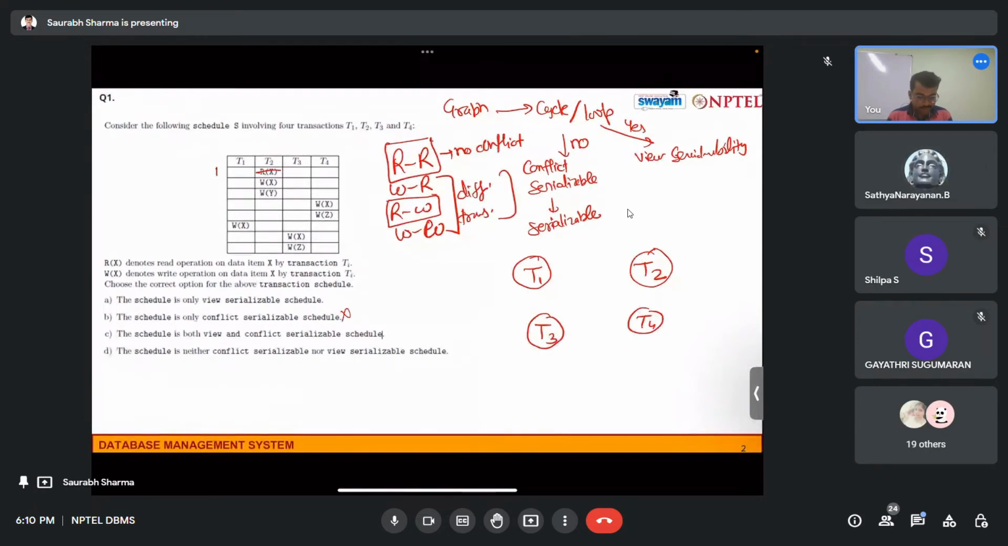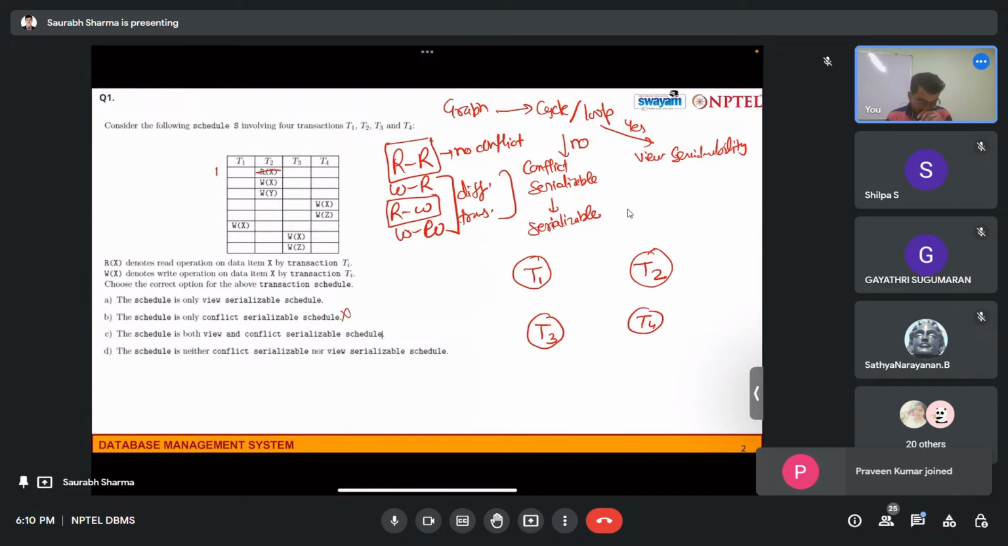Then what remains? First see T1, is there Wx anywhere in T1? It is there. So from T2 there will be an edge to T1. Then in T3 there is also Wx, so there is also a conflict. There will be an edge from T2 to T3. Similarly, if we see T4, there is also Wx, so we will have an edge from T2 to T4.